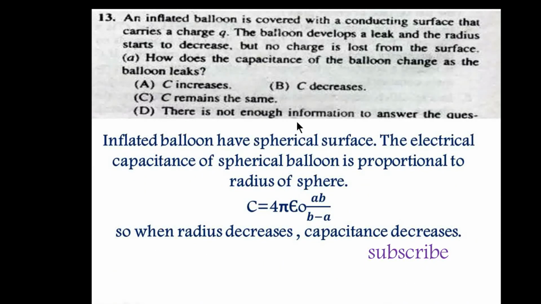So here we know that inflated balloons have spherical surfaces. So the electrical capacitance of a spherical balloon is proportional to the radius of the sphere according to this formula: C is equal to 4 pi epsilon naught ab over (b minus a), in the case when these are two different spheres. But in the case of one sphere, it would be 4 pi epsilon naught R. So when the radius is decreasing, the capacitance would also decrease. So option B is the correct option.